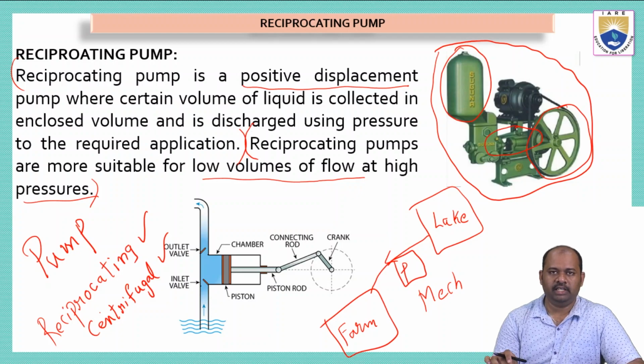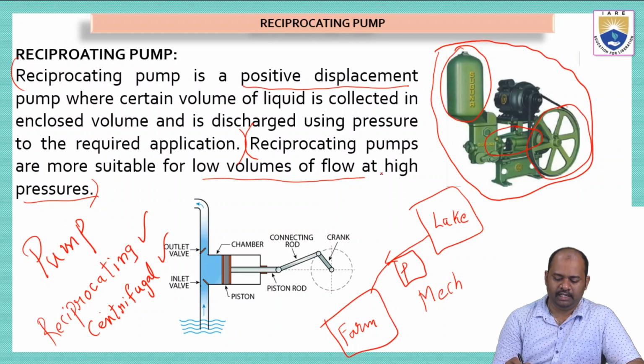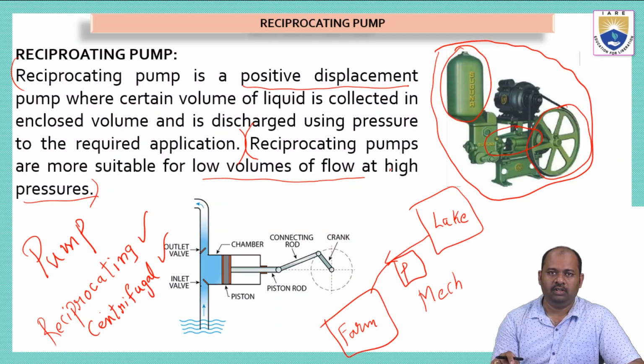Now, this reciprocating pump can be used for low volume of flows when we want to move a very small amount of water. Okay, and this water can be moved at high pressures also. When we want to move the water at high pressures, then this kind of reciprocating pump can be used. Anyway, centrifugal pumps are other devices which are based on a different concept where they can be used to produce a large amount of water. They can move a large quantity of water.